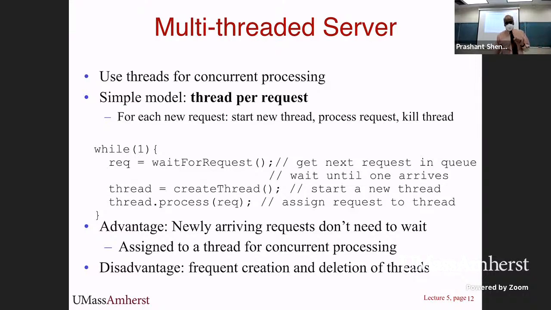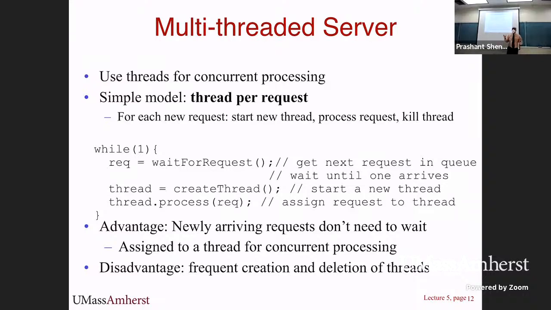Okay. So the advantage of this over sequential is that newly arriving requests don't wait, because as soon as you hand off your request to a processing thread, you go back and pull the next request and so on. So you're essentially assigning threads for concurrent processing. The disadvantage is that you're creating and deleting lots of threads. The operation of creating a thread does incur some cost. It may be small, but it's now not zero.